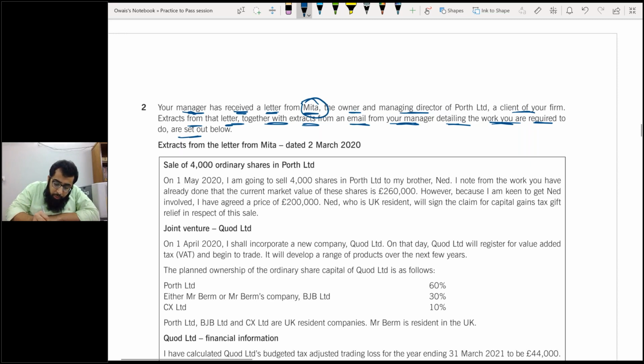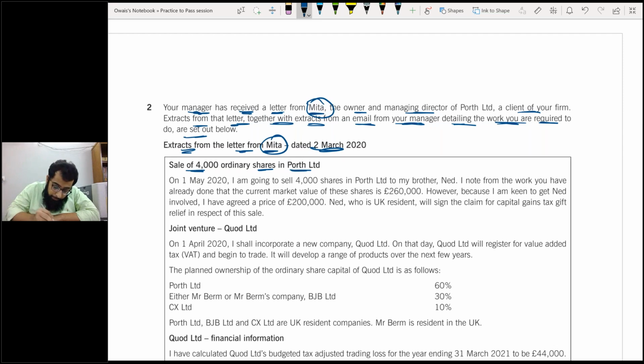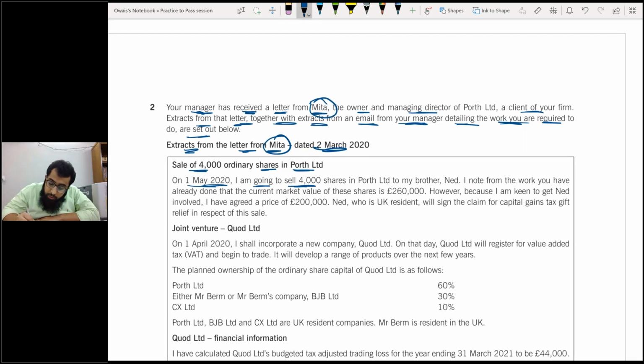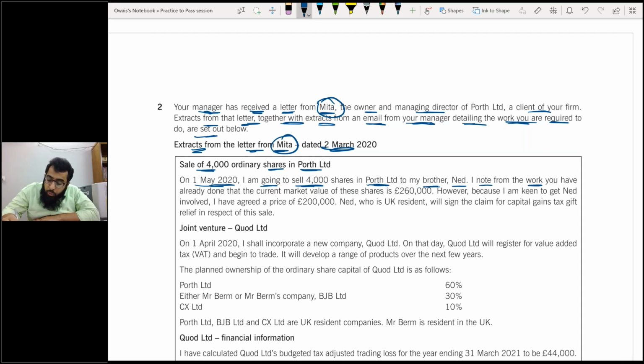Extract from the letter from Milta dated 2nd March 2020. Sale of 4,000 ordinary shares in Port Limited. On 1st May 2020, I'm going to sell 4,000 shares in Port Limited to my brother Ned. Note from the work you have already done that the current market value of these shares is 260,000 pounds. However, because I am keen to get Ned involved, I have agreed to a price of 200,000.